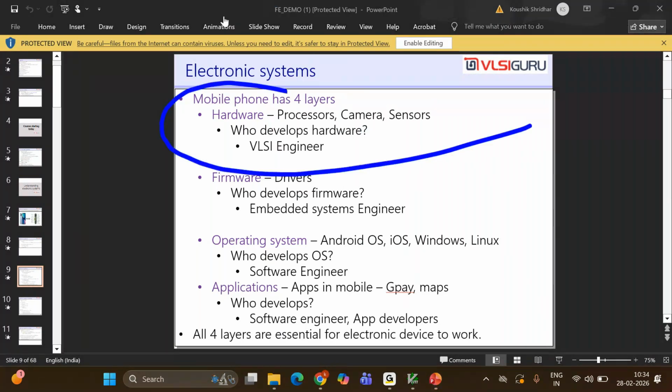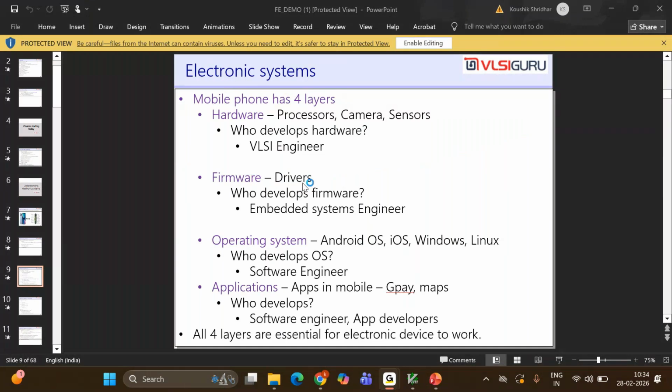Okay. Firmware, drivers: embedded system engineers are responsible for developing it. Drivers are nothing but assembly level language code developed using embedded C. Basically, it's C language itself, where there are tools present which convert C to assembly. So, who's responsible for developing it? Embedded system engineers. Now, we are not embedded system engineers, right? So, we don't need to worry about drivers in an electronic system.